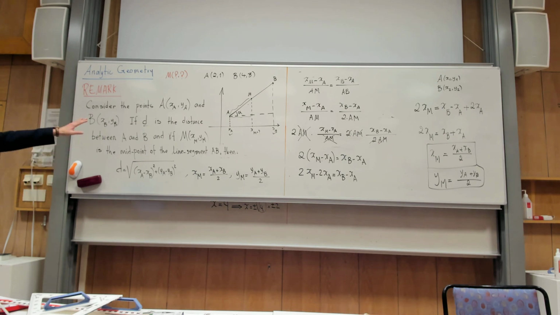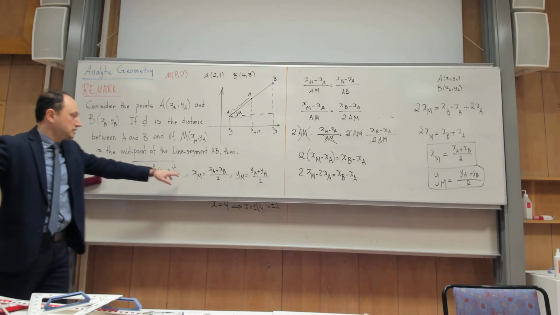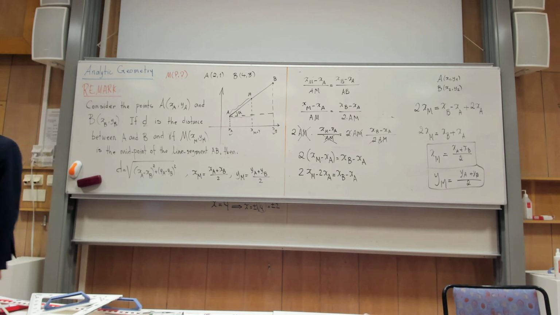So consider the points. If D is the distance between A and B, and if M with those coordinates is the midpoint of the line segment AB, then this is the formula for the distance, this is the formula for finding the coordinates of the midpoint.